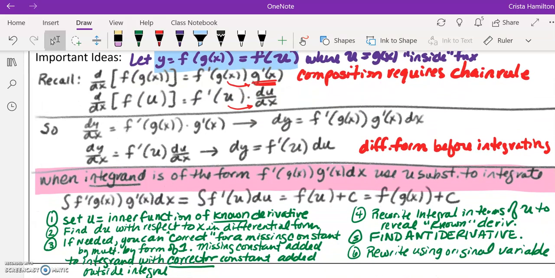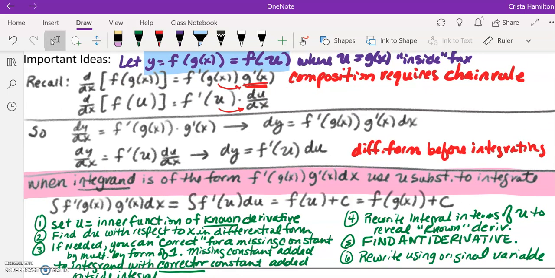The second thing that I want to recall before we get to the actual whole integration thing is that when you take that derivative of y equals f of g of x, you're going to get dy/dx equals f prime of g of x times g prime of x. We typically prefer to put it in differential form before we integrate, because the working backwards part was to rewrite it in that differential form.